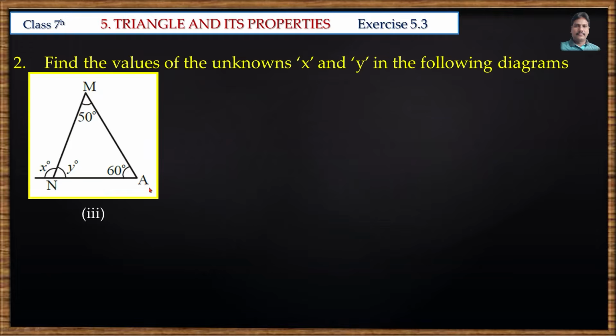Here triangle MNA is given. At vertex M, a 50 degrees angle is given. At vertex N, the internal angle is y degrees and the external angle is x degrees, and at vertex A, a 60 degrees angle is given. Let us solve this problem. First, we will find the y value by the angle sum property.